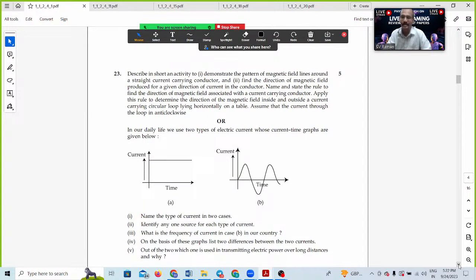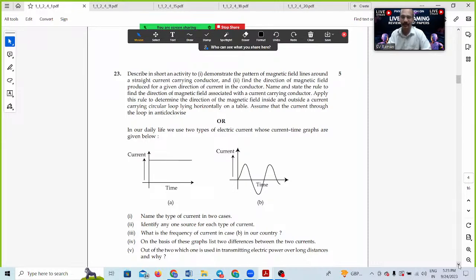Describe in short an activity to demonstrate the pattern of magnetic field lines around a straight current carrying conductor. Second, find the direction of magnetic field produced for a given direction of current in the conductor. Name and state the rule to find the direction of magnetic field associated with a current carrying conductor. Apply this rule to determine the direction of magnetic field inside and outside a current carrying loop lying horizontally on the table. Assume that the current through the loop is anti-clockwise.